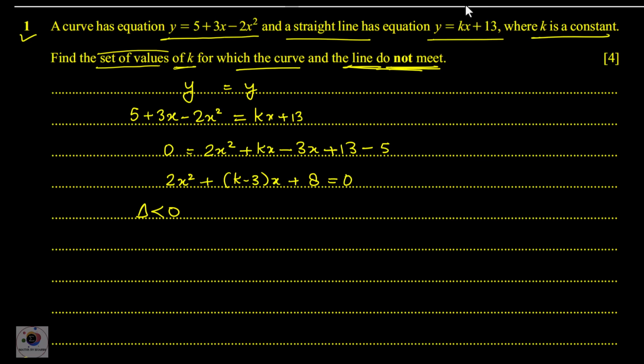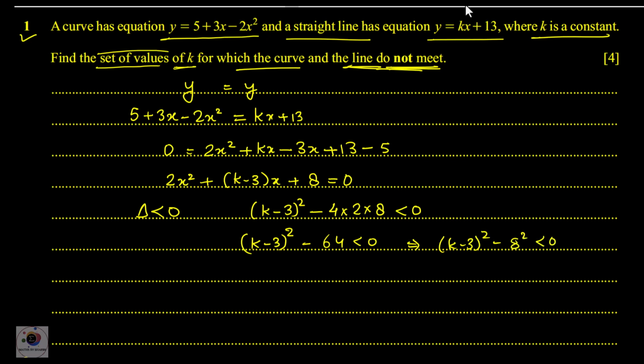So the discriminant is b squared minus 4ac, and here b is the coefficient of x, so (k minus 3) whole squared, minus 4 times 2 times 8, has to be less than 0. If we simplify this, we get (k minus 3) whole squared minus 64 less than 0. So it's a quadratic inequality. We have two ways to solve. I can see it is going to form a difference of squares, so I will rewrite this as (k minus 3) whole squared minus 8 squared is less than 0.